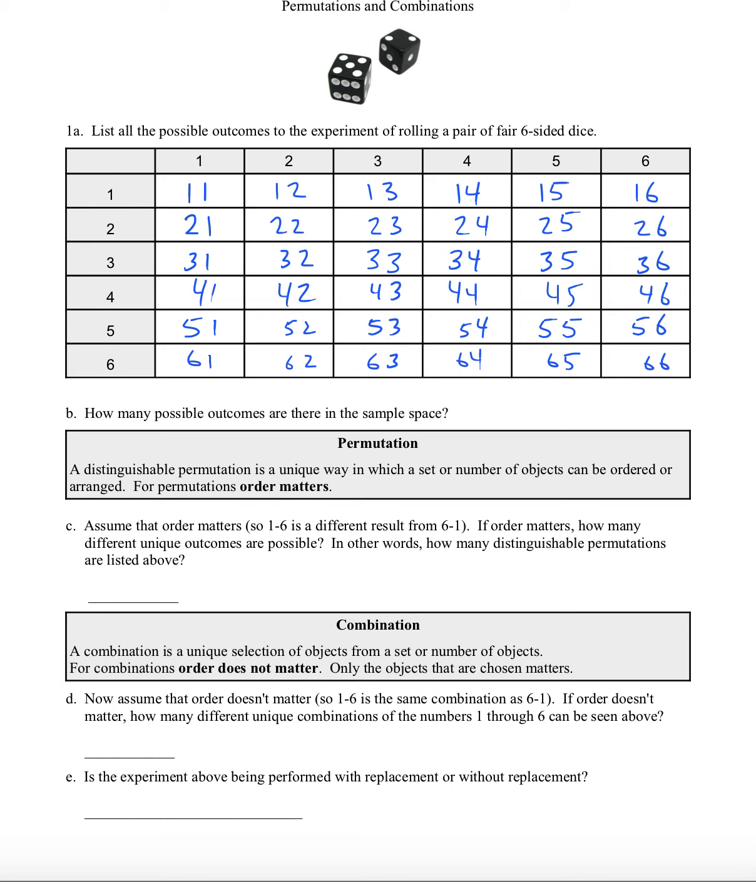Let's examine permutations and combinations. Inside the boxes, I've listed all possible outcomes to the experiment of rolling a pair of six-sided dice.